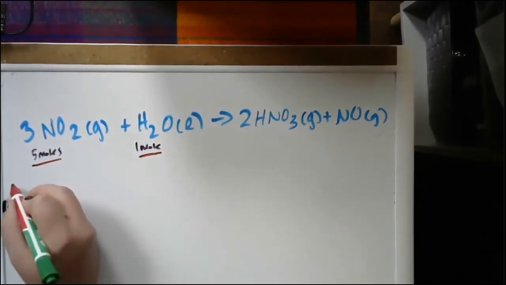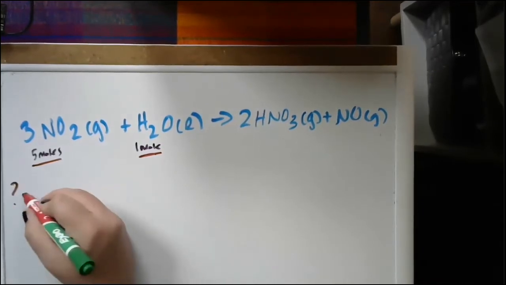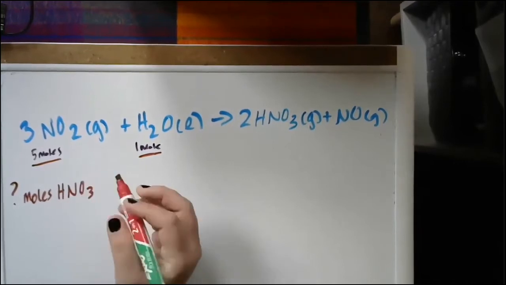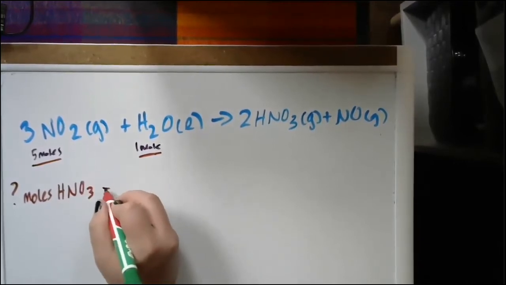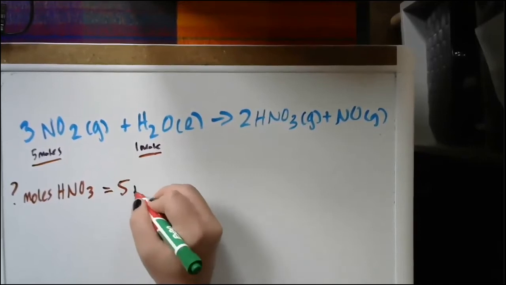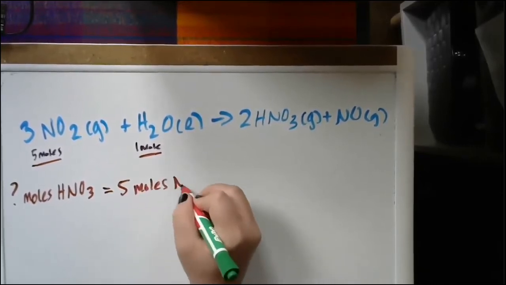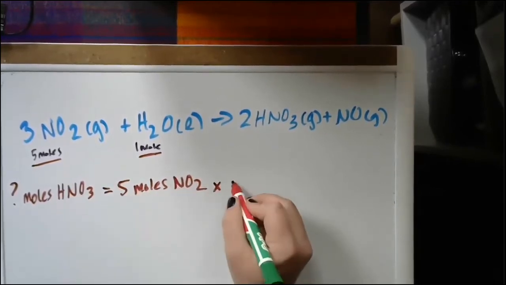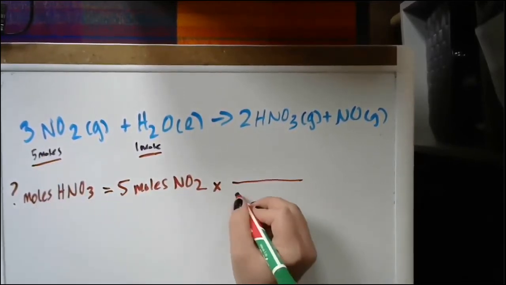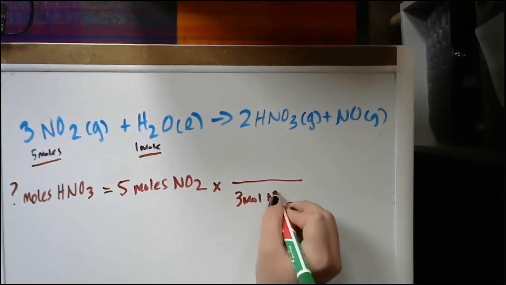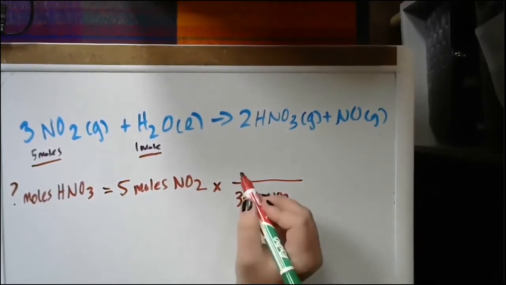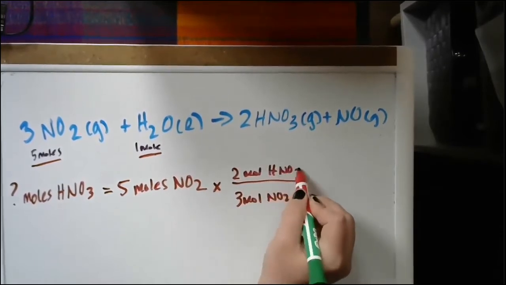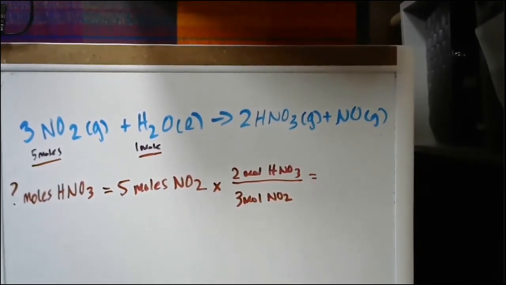So I'm going to say, how many moles of HNO3 are produced if I have 5 moles of NO2? I'm going to look at my balanced equation and say, for every 3 moles of NO2, I'm going to make 2 moles of HNO3.